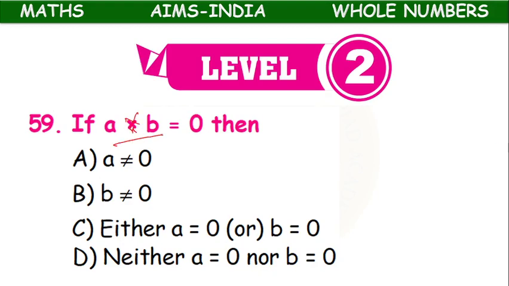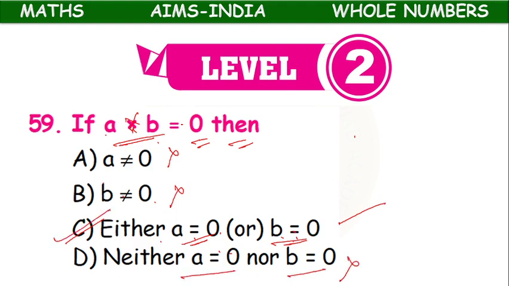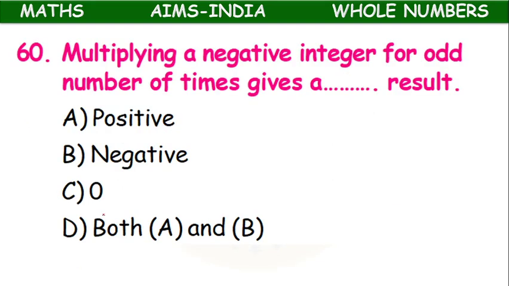If A into B equals 0, we have already discussed this type of question. If A into B equals 0, what is the correct answer? Either A equals 0 or B equals 0. A may be 0, B may be 0, or both A and B may be 0. Here A is not equal to 0, wrong. A may be 0, B is not equal to 0, wrong. Either A is 0 or B is 0, correct. Neither A is 0 nor B is 0, wrong. So only option C is the correct answer. Next.